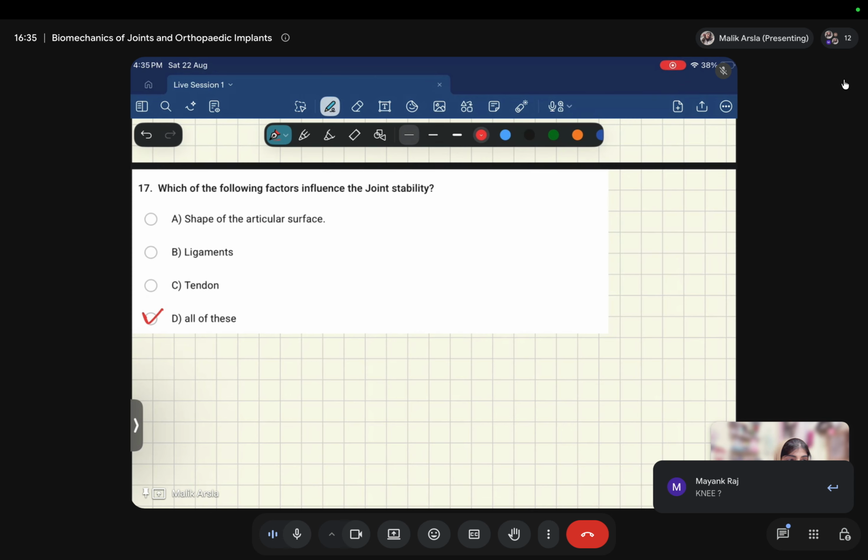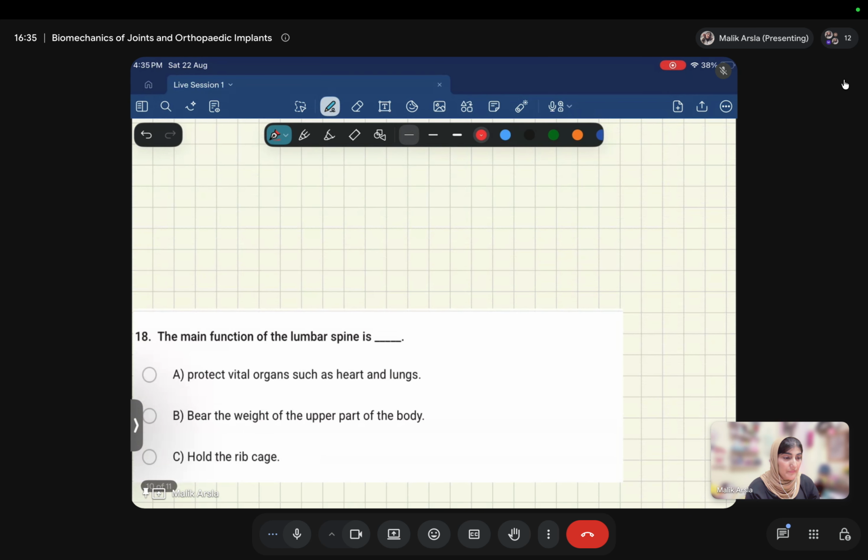A knee, but in comparison with what? See, for example, you can see that our hip joint is more stable compared to our shoulder joint, right? Why? Because our hip has congruent or deep articulating surfaces. So because of that shape itself, the hip joint is more stable than the shoulder joint. Otherwise, they both are synovial joints, right? But that is one of the factors which can affect the joint stability. Okay.